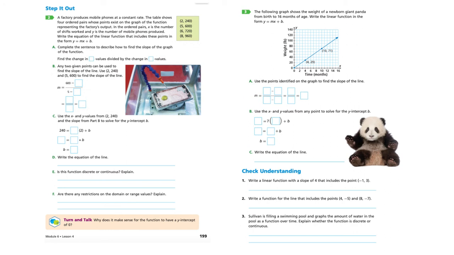Then you'll use the x and y values from either point to solve and find the y-intercept. So go ahead and do that. Then with the b here and the m here, you can write the equation of the line. So pause the video there, finish number 3. Then when you finish that, you can go on and do this check understanding, and then we'll look at the next page.